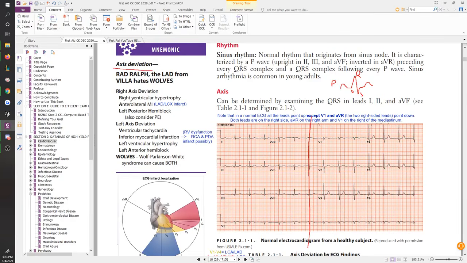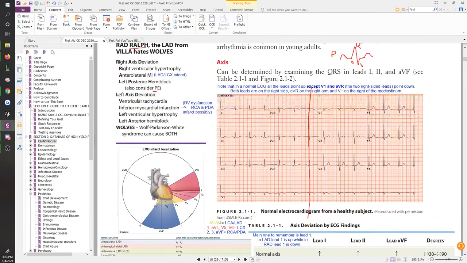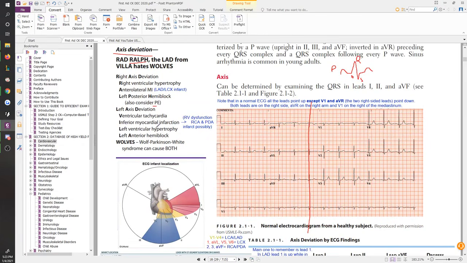Right? So you have your right axis deviation, which could be due to right ventricular hypertrophy, anterolateral MI, or a left posterior hemiblock, which can also be something related to a pulmonary embolism. So these are all your different scenarios that fit into the mnemonic of Ralph. Villa is for your ventricular tachycardia, inferior MI, which is going to be related to the blue area here, left ventricular hypertrophy, or left anterior hemiblock. Okay, so all of this also very nicely and appropriately fits into the Villa mnemonic.